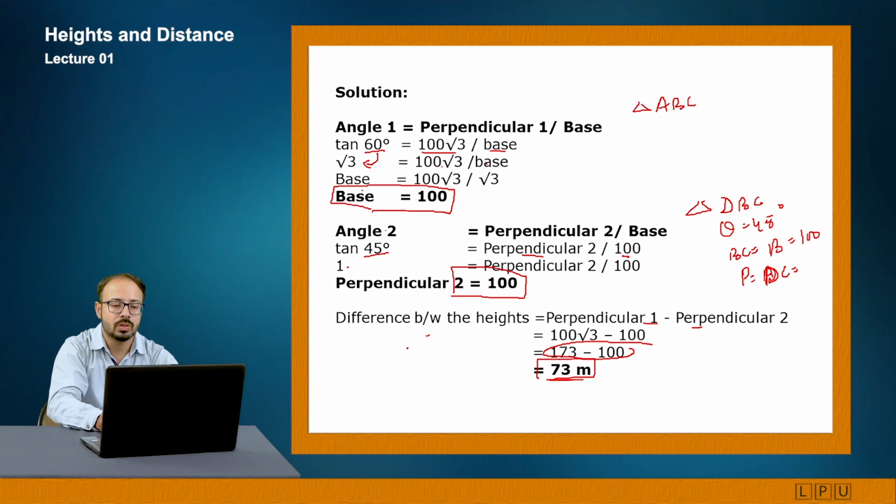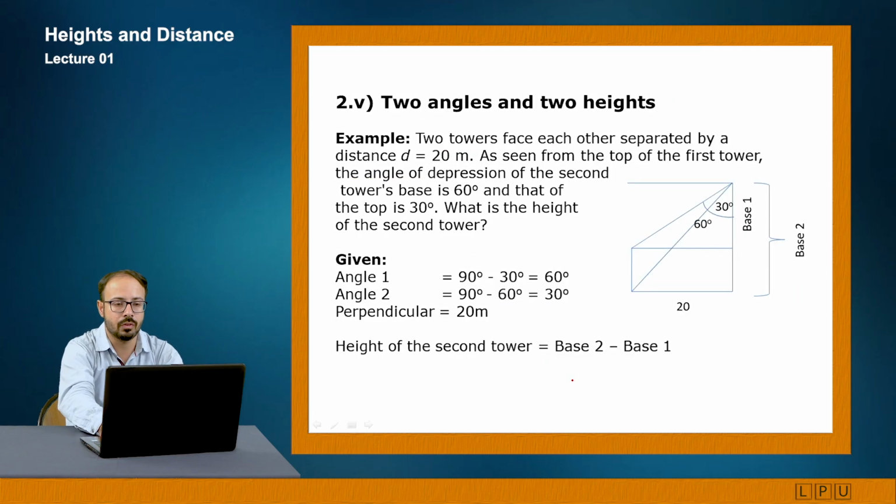Clear? So I need to go with the triangles. The bigger triangle will help me to find the base for the smaller triangle, and with the help of the base I'll get the height of the smaller triangle. This is the order I have to follow. Four varieties of question we have completed. Now going for the next one.